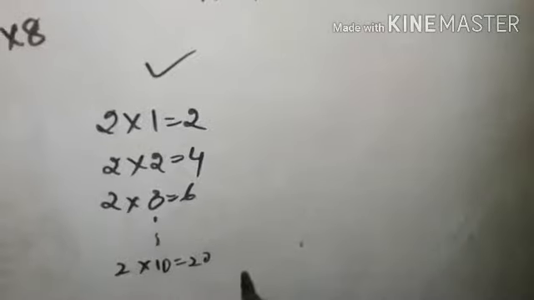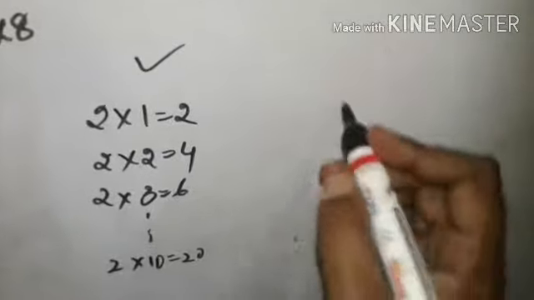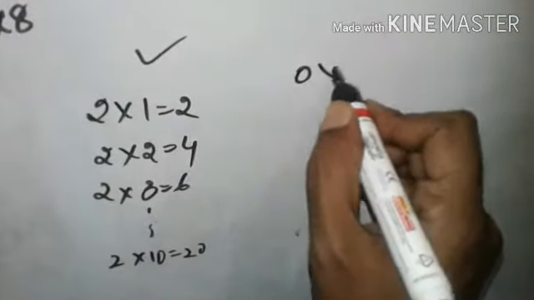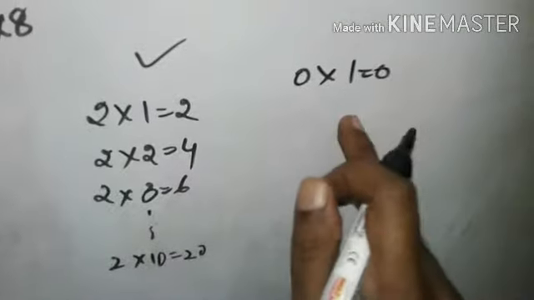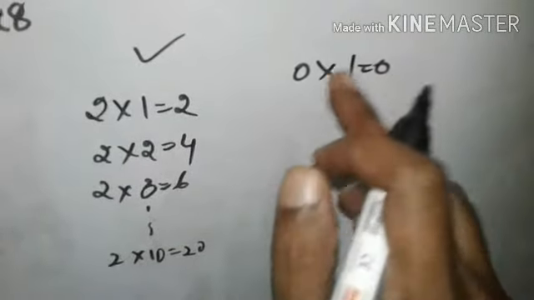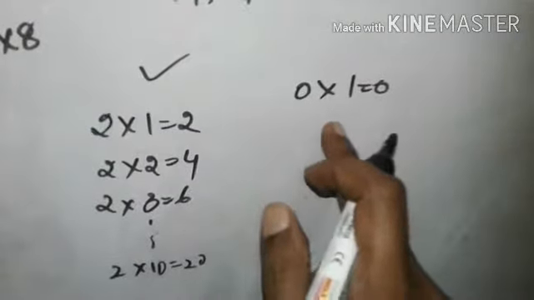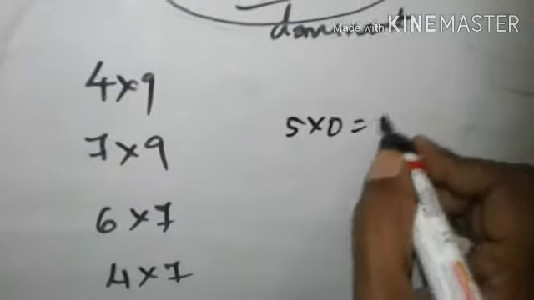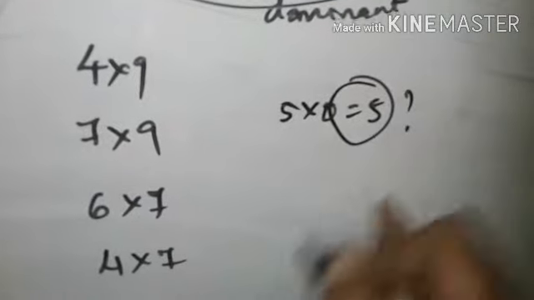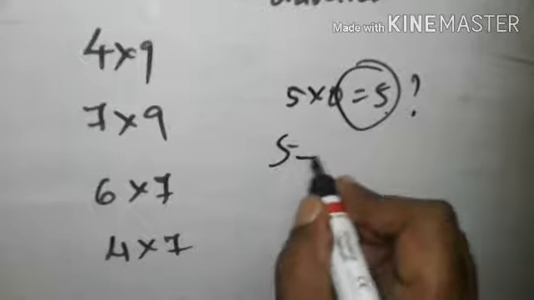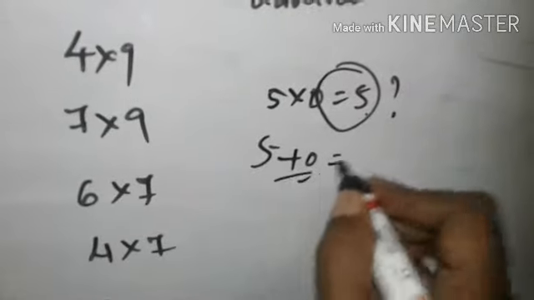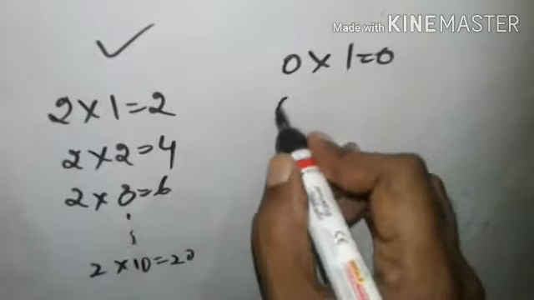Then afterwards, surprisingly, it is not 3, instead it is 0. 0 ones are 0, and as I told you, the 0 table is a must. Let the student learn it, let them recite it. There are instances, as I told you, where bigger students do not know what 5 into 0 is. They write it as 5, and it confuses them. What is the difference between 5 into 0 and 5 plus 0? It confuses them. So let them recite this.